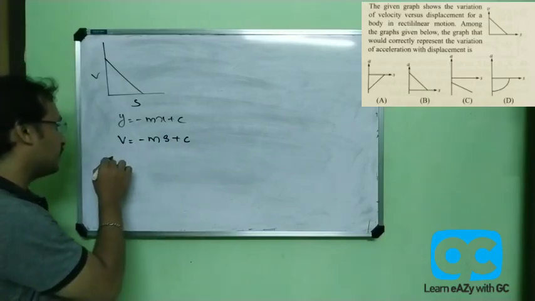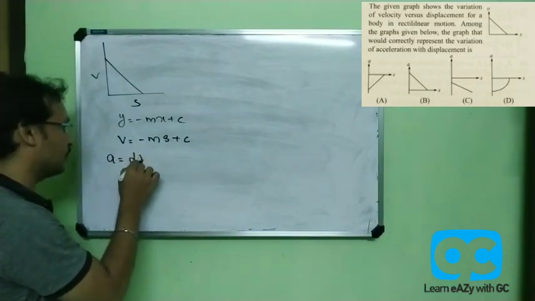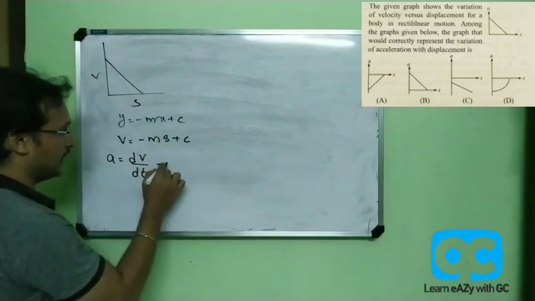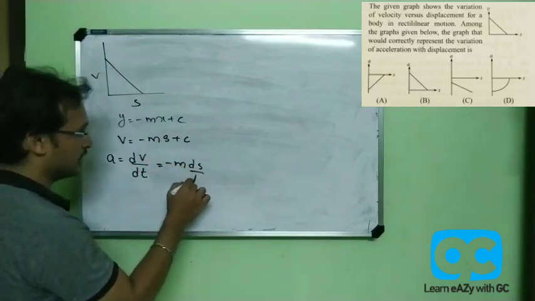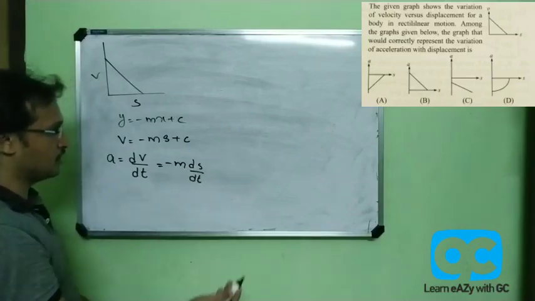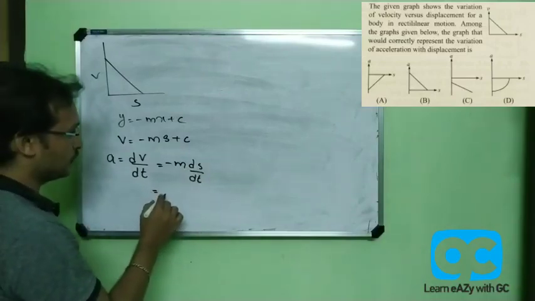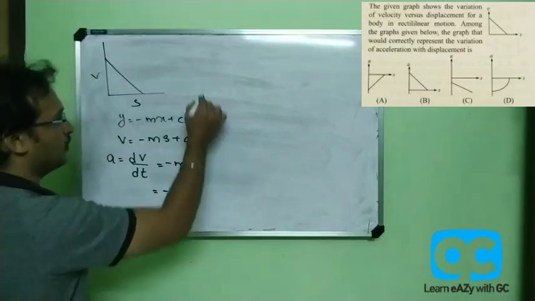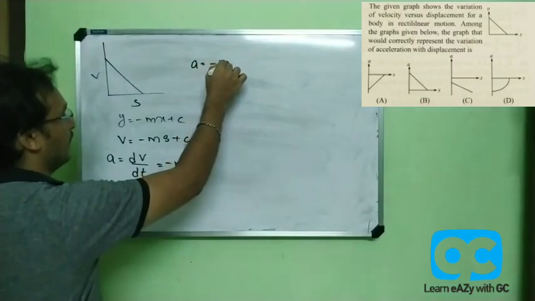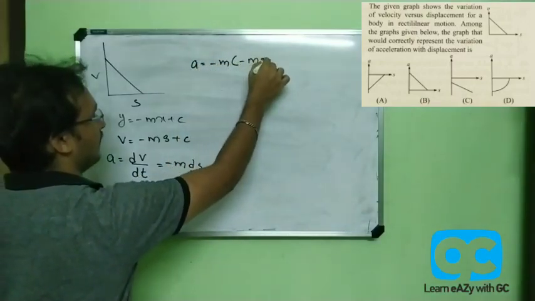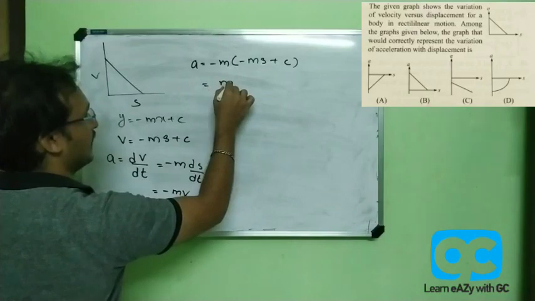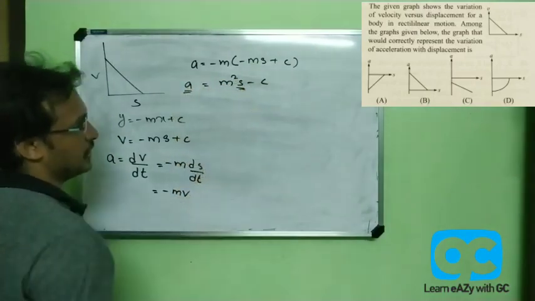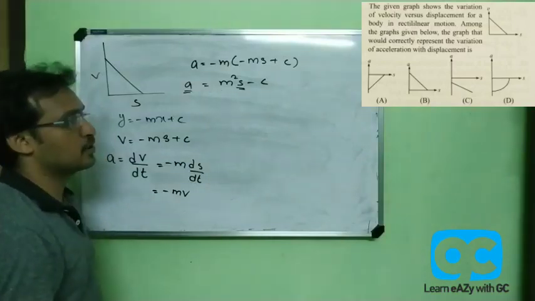And we know that acceleration equals dv by dt. If you differentiate this, you will get minus m into ds by dt. Plus constant, you will get 0. That is equal to minus mv. Substitute the value of v. What will you get? A equal to minus m into minus ms plus c. That is m square s minus c. So you got a relation between acceleration and displacement. A equal to m square s minus c.